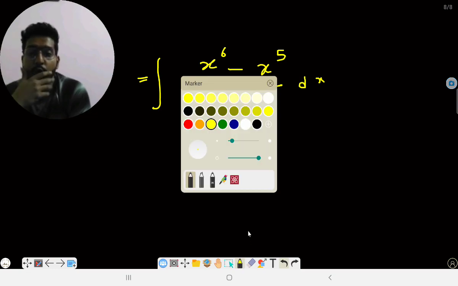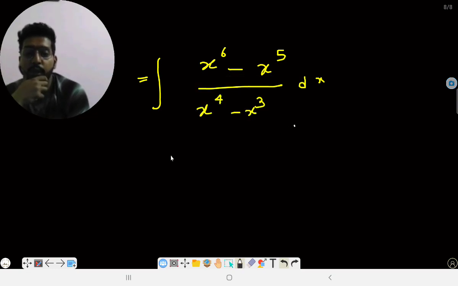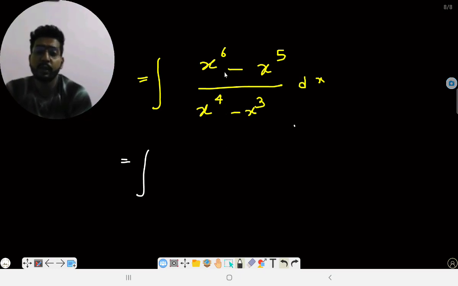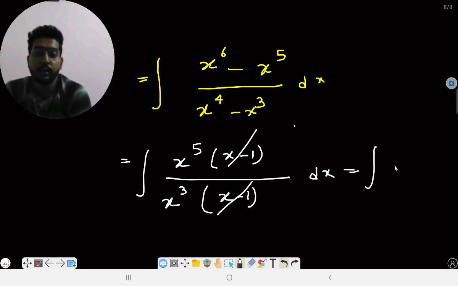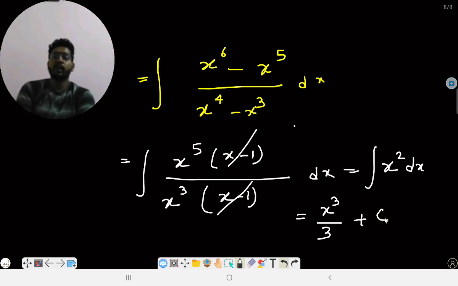Okay, now from the numerator, we can take x to the power 5. So if I take x to the power 5, it will be x minus 1, and from the denominator we can take x cube, and here also it will be x minus 1 dx. So x minus 1 cancels out, and x to the power 5 by x cube cancels out, that becomes x square dx. Now the integral of x square is x cube by 3 plus c. So that will be the answer.